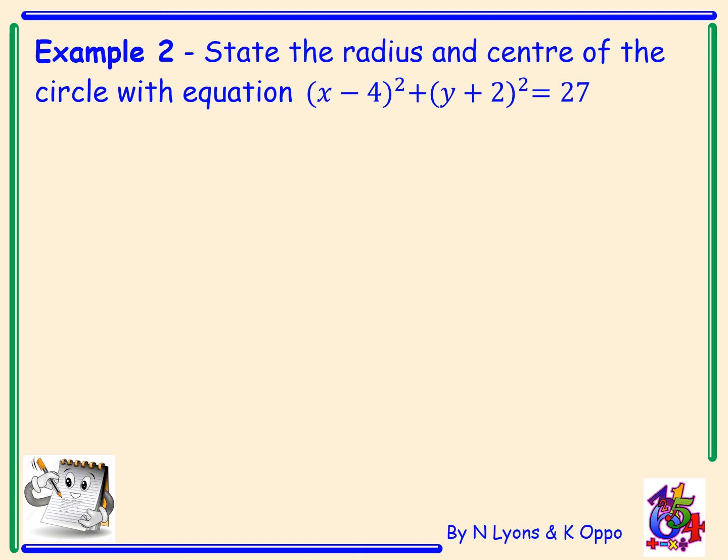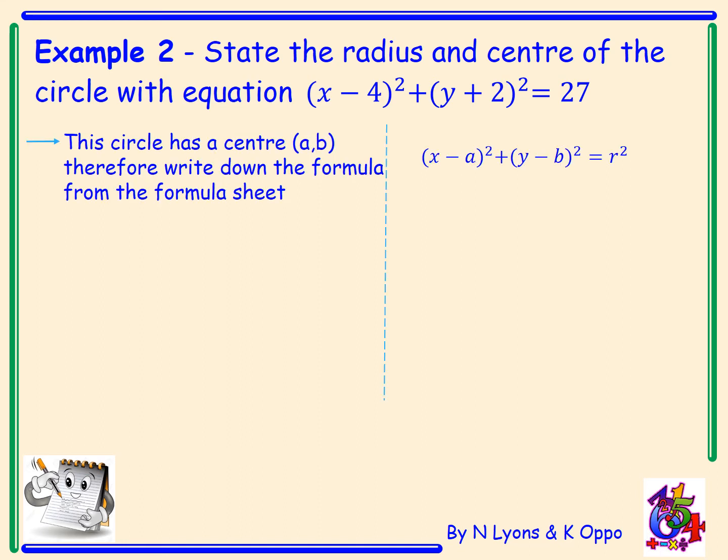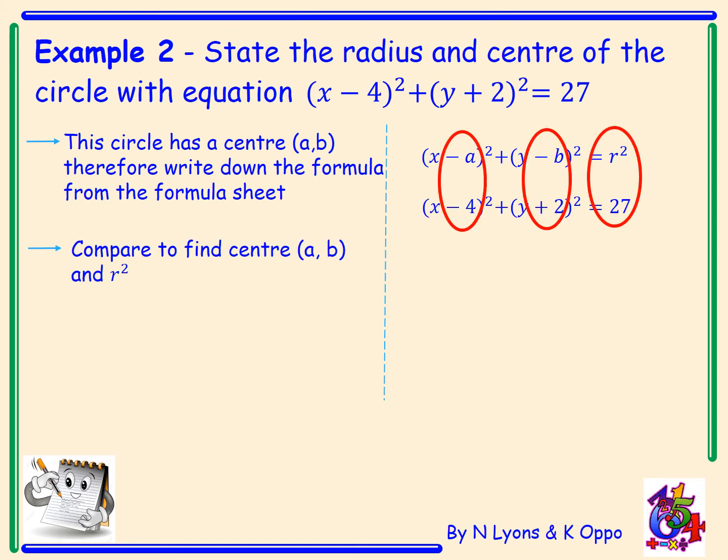State the radius and the centre of the circle with equation (x minus 4) all squared plus (y plus 2) all squared equals 27. This circle has a centre (a, b), therefore we write down the formula from our formula sheet, which is (x minus a) all squared plus (y minus b) all squared is equal to the radius squared. From there we need to compare to find our centre (a, b) and our radius squared.